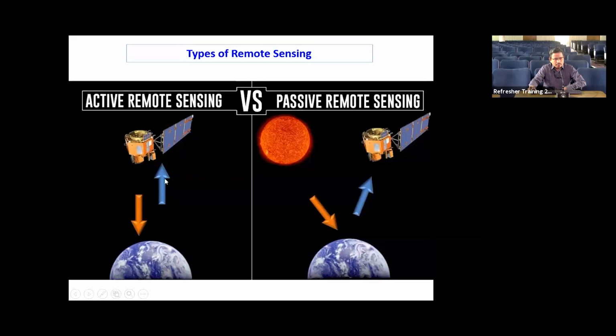Another advantage is that you can view the earth surface even during night, whereas passive remote sensing is possible only during daytime. So that is the biggest advantage. This is less interrupted by the clouds or atmosphere, so that you can monitor the earth surface anytime during the day or any day during the year.